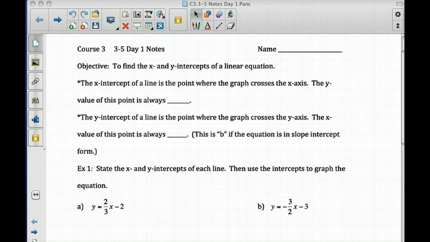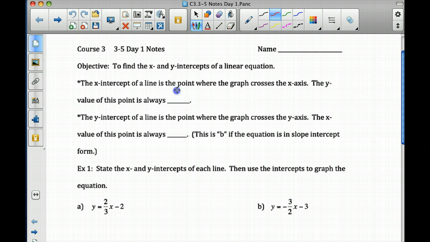All right. If a line has some kind of slope to it, we're not talking about the special cases. Does everybody agree that the line eventually will hit the x-axis and the y-axis somewhere? Yes. That's what we're trying to find today. Where and where? Okay? So, a couple things to keep in mind. The x-intercept of a line is the point where the graph or line crosses the x-axis. Now, the y value of this point is always 0. That's going to come into play later.